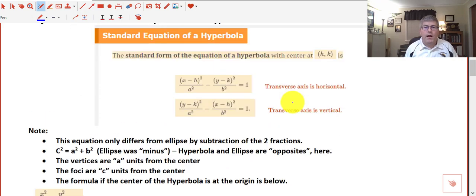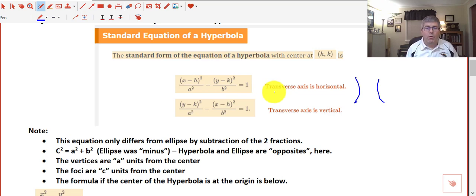The standard form of the equation of a hyperbola should look really familiar. It's going to look a lot like our ellipse, a lot like our circle. Well, we are working with conic sections, so there are definitely some similarities. We have two different standard forms depending on which way our hyperbola opens. If the transverse axis is horizontal, meaning our hyperbola is going to open left and right, we have x minus h squared over a squared minus y minus k squared over b squared equals 1.